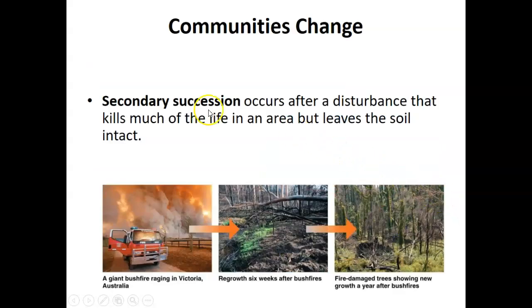Secondary succession occurs after a disturbance that kills much of the life in the area but leaves the soil intact. In comparison to primary succession, where the soil is completely destroyed, secondary succession can leave some vegetation in the area after the disturbance. So the recovery of the trees, grasses, or other types of plants will be much quicker.